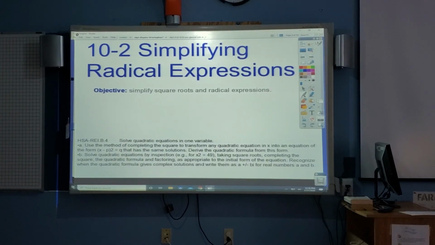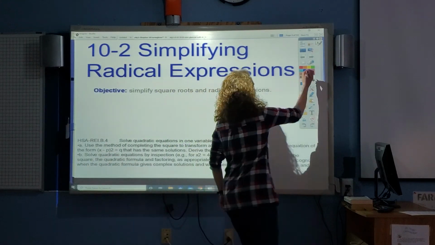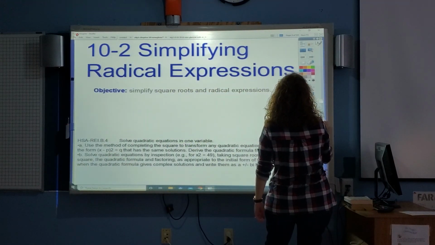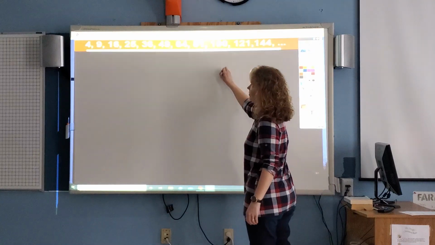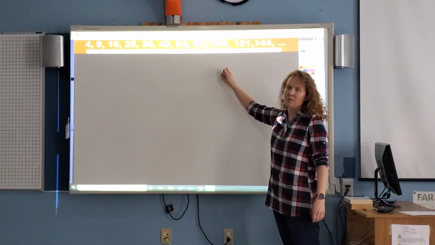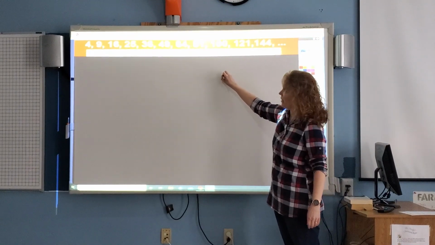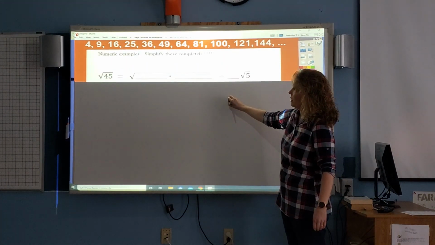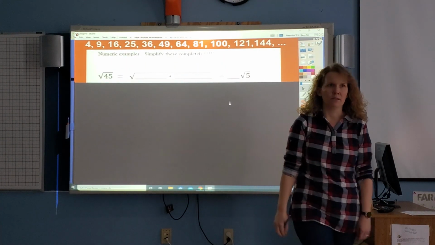Simplify square roots and radical expressions. These are your list of perfect squares that you're going to need to be thinking about as you reduce your radical. So there's a list if you want to copy it down.